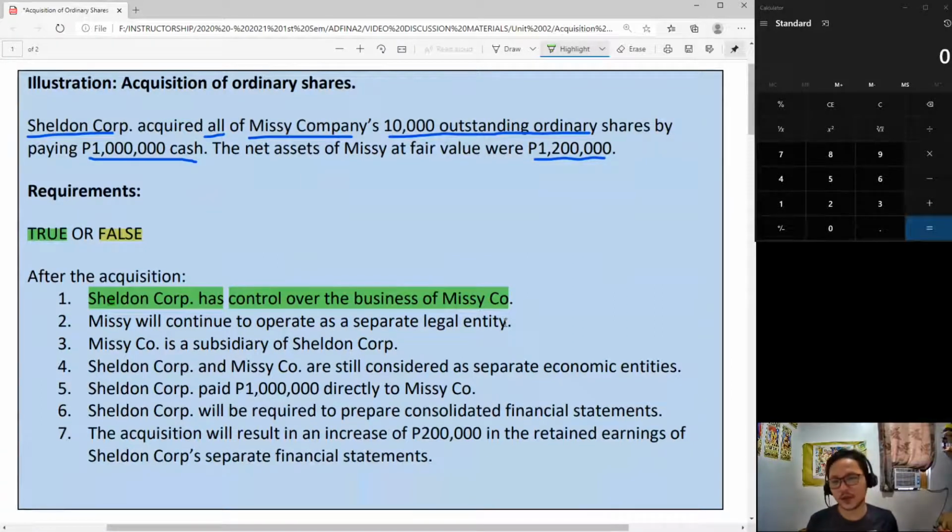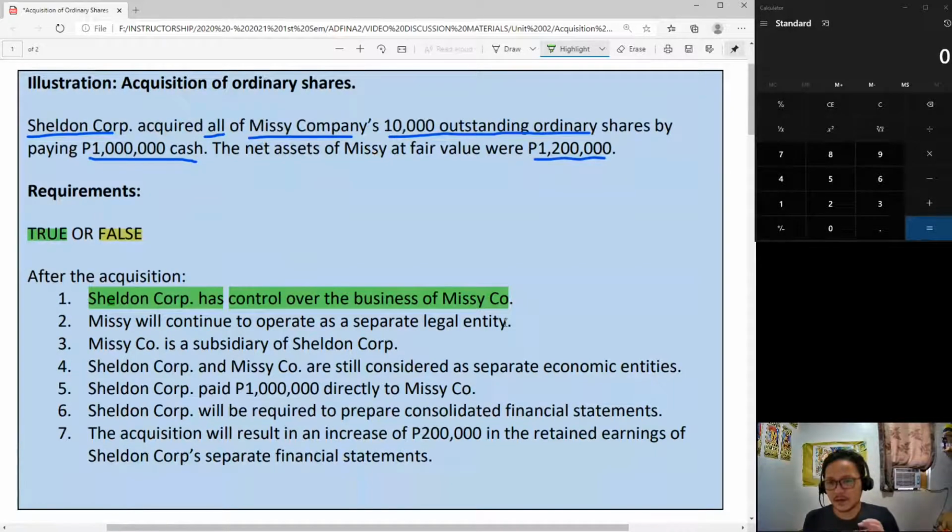Answer: if this was an acquisition of net assets, Missy would probably have been dissolved, like in most acquisitions of net assets. Because when the net assets are bought, most probably you no longer have a business to continue, right? But this time, what was bought is the ordinary shares. And take note, this is what happens.